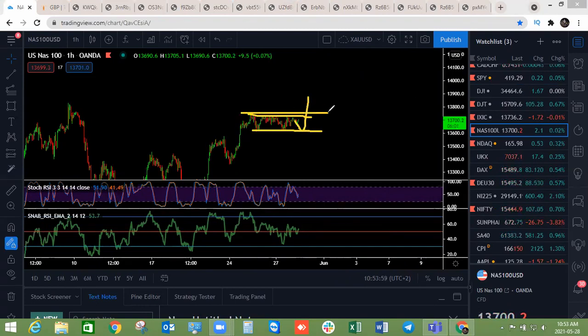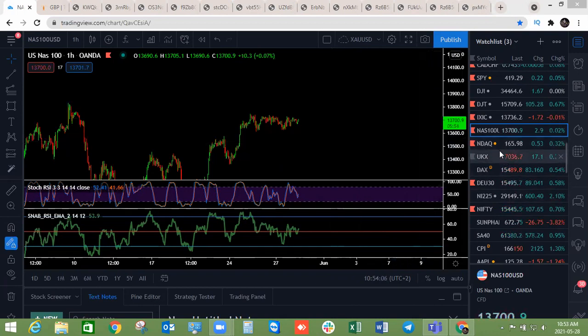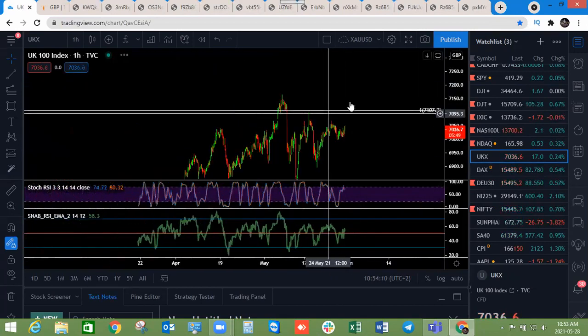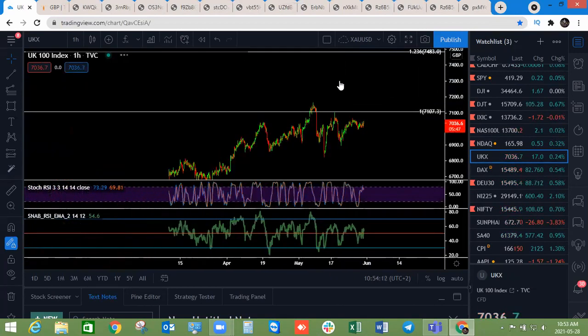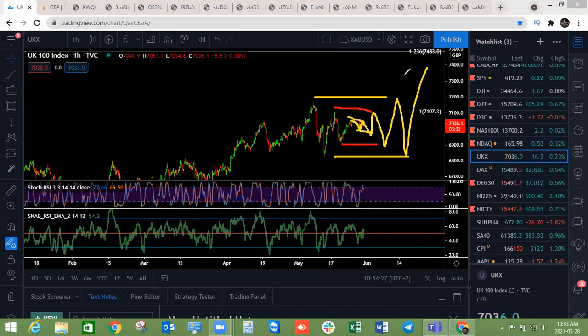So then you have to watch for this to break and close above the upper boundary of the flag for more upside. UK 100. UK 100 on the 1 hour, still going sideways. So what we're going to see here is this doing that. We can still go much more sideways. That will be the structure for this one. So let's just watch that.